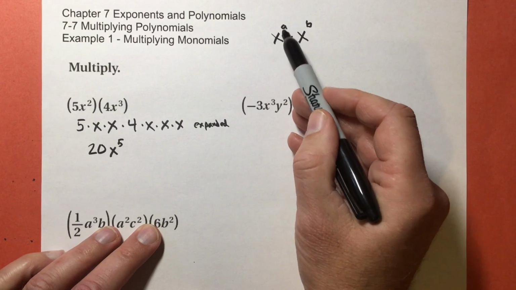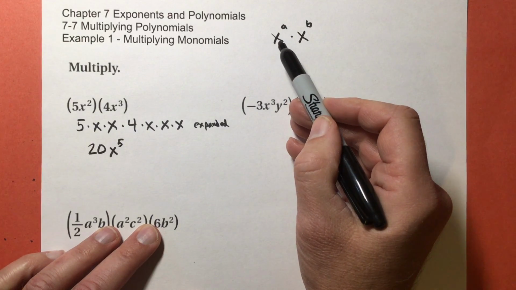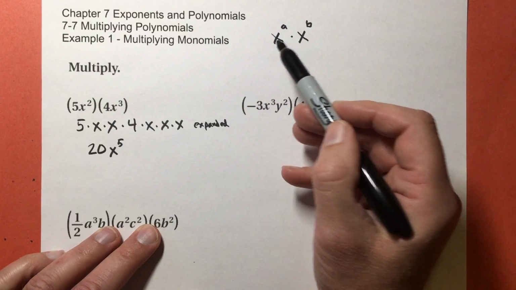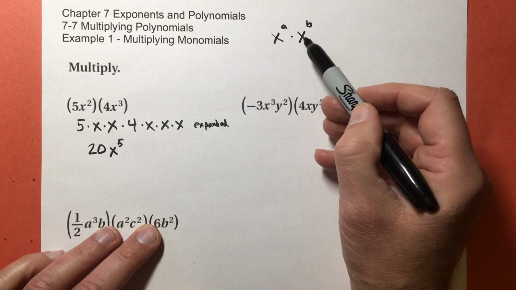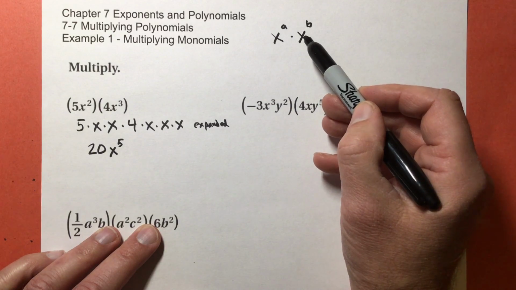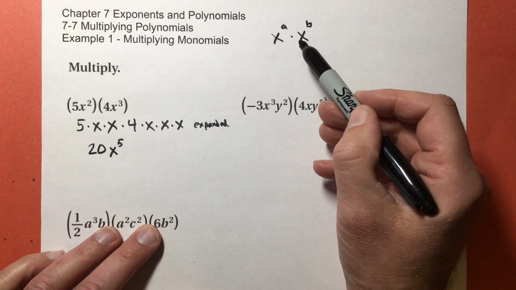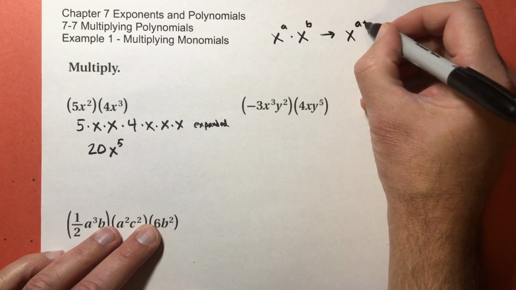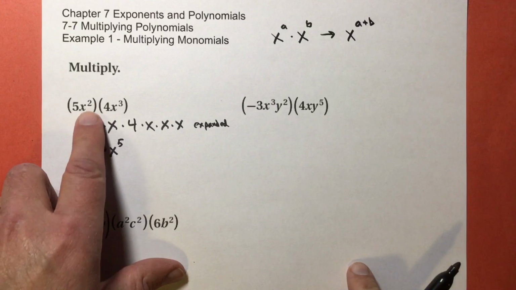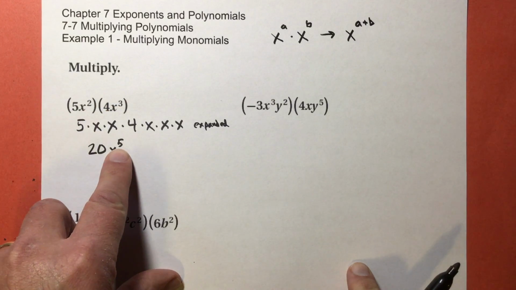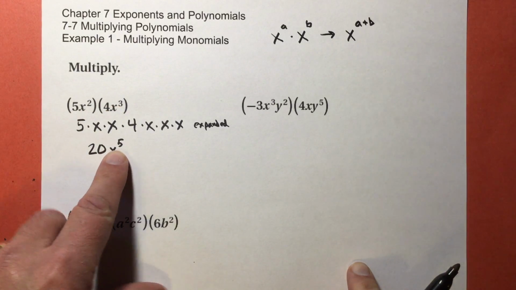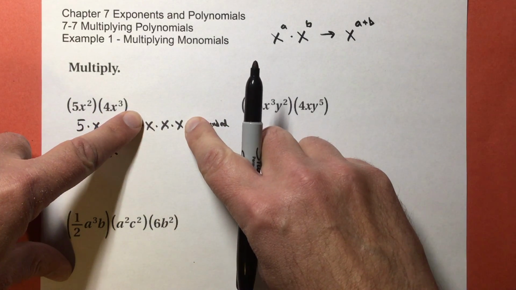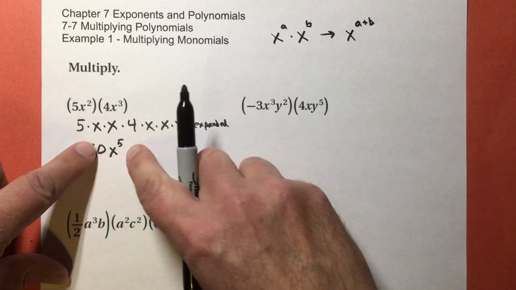This tells me how many x's I'm going to have multiplied together. So if that was 7, I would have x times x times x times x times x times x times x, 7 of them. Then when I put them all together with the same base, all I have to do is add the exponents. So here, 2 plus 3 is 5. Where did that come from? Because I've got 2 x's being multiplied here, and 3 x's being multiplied here. 2 plus 3 equals 5.